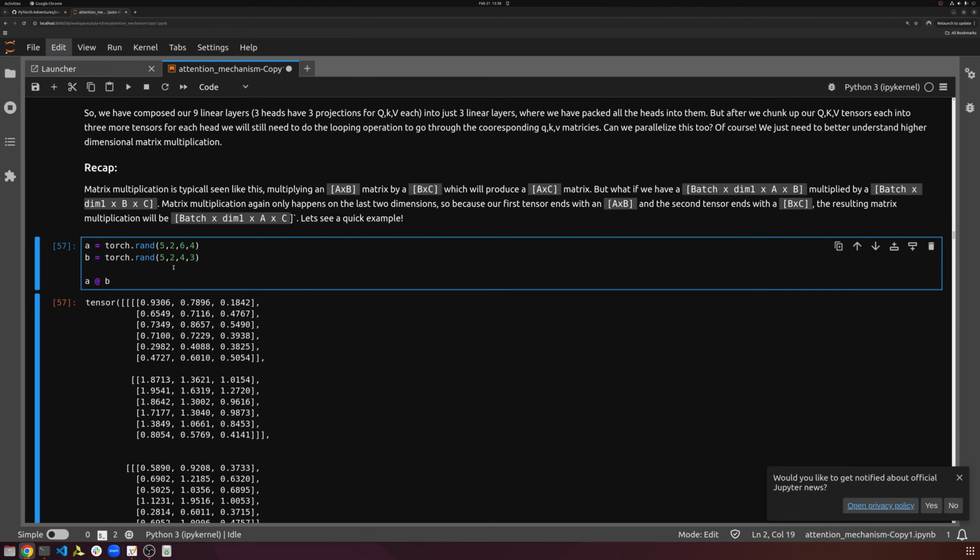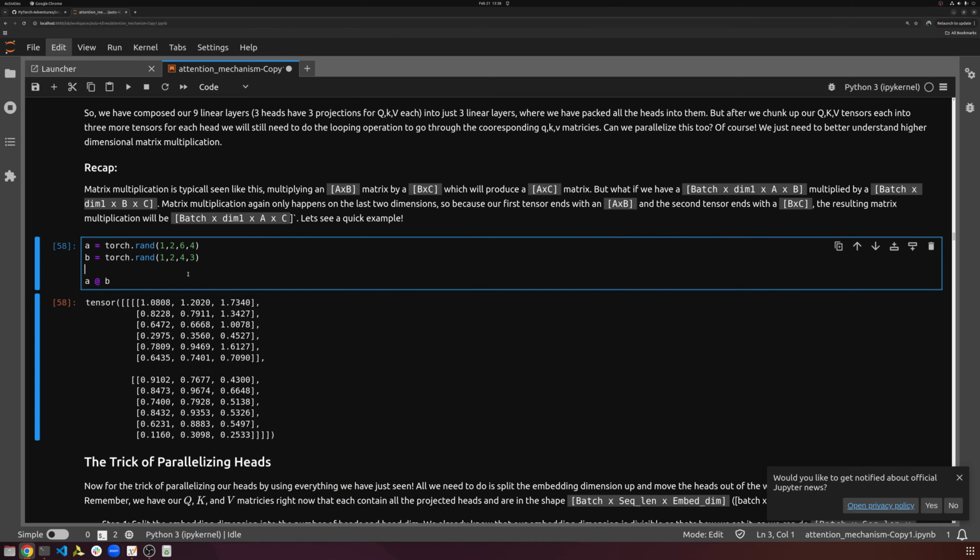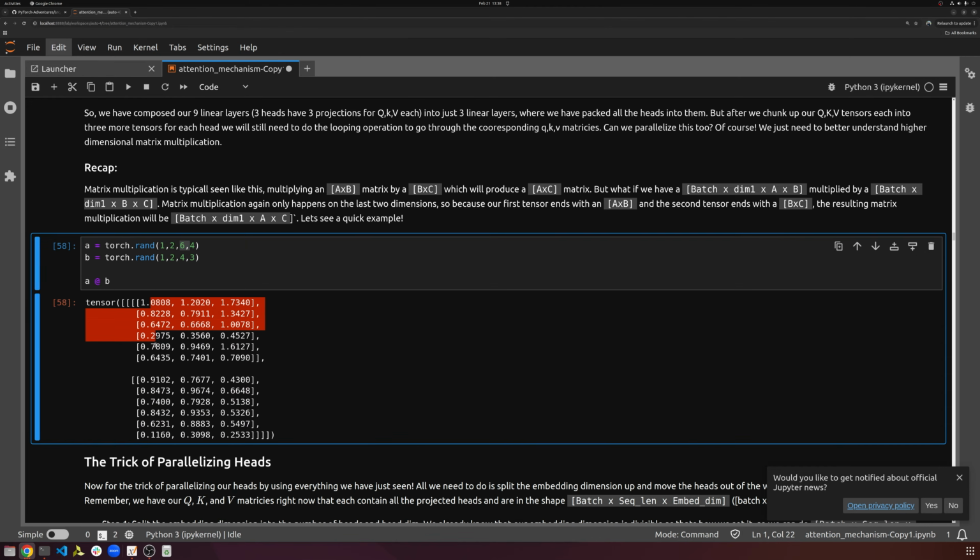If there's a discrepancy, let's make these 1 again. So that's what this output looks like. We basically have 2 outputs, each a 6 by 3. So we have 6 things and 3 columns, each of them being 6 by 3.